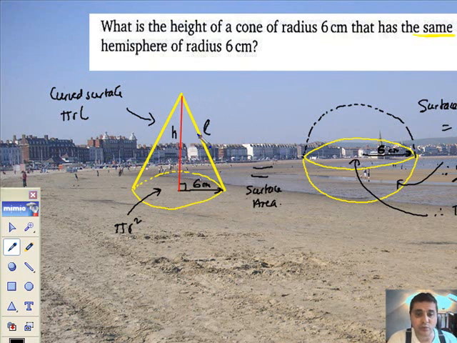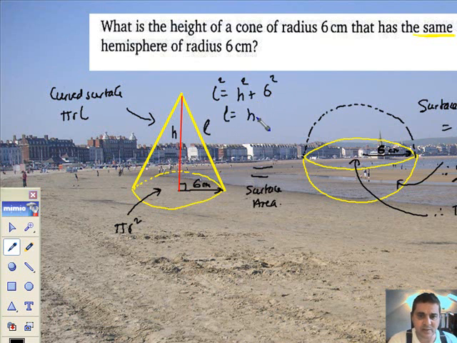And of course, because of the way I've drawn the triangular arrangement there, we can use Pythagoras to create an expression for L. Now, clearly, L squared is going to be the height squared, the short side, plus 6 squared, the radius squared, the other short side.